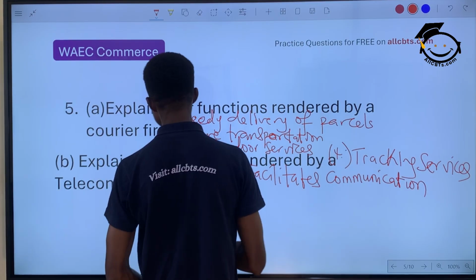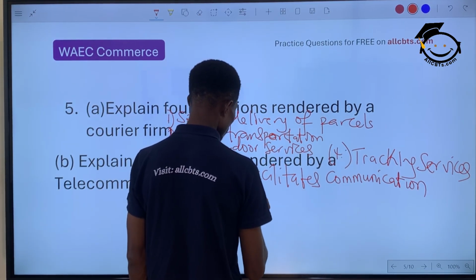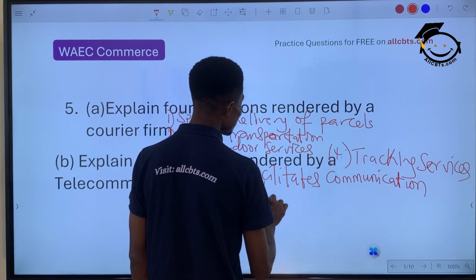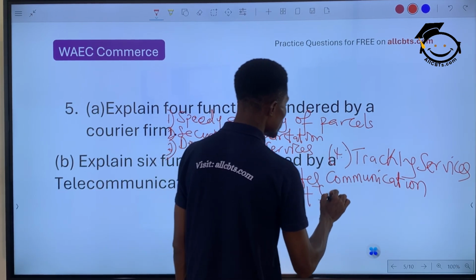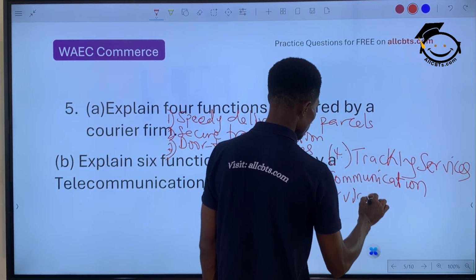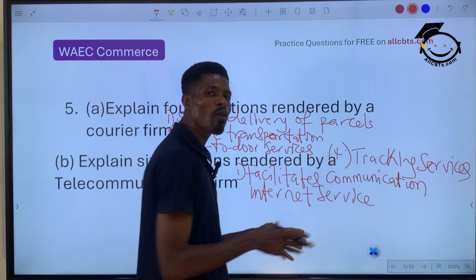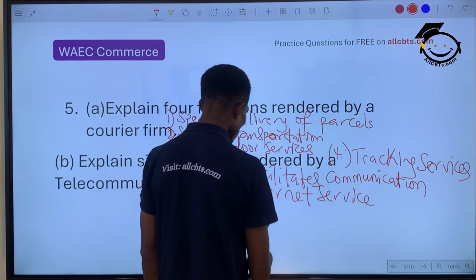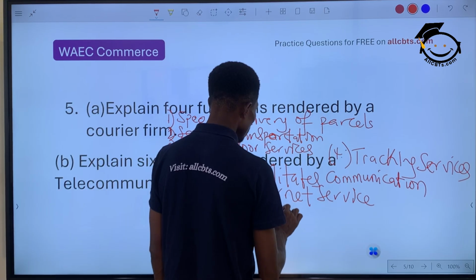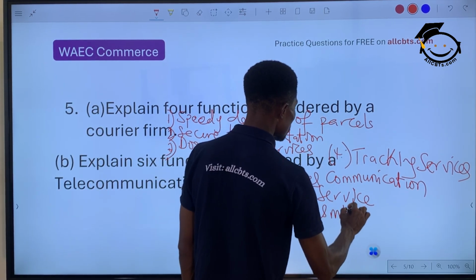Second function they render is what we call internet services. Internet what? Service. What does this mean? They provide what? Internet connectivity. They provide internet connectivity. The next one is what we call data transmission.